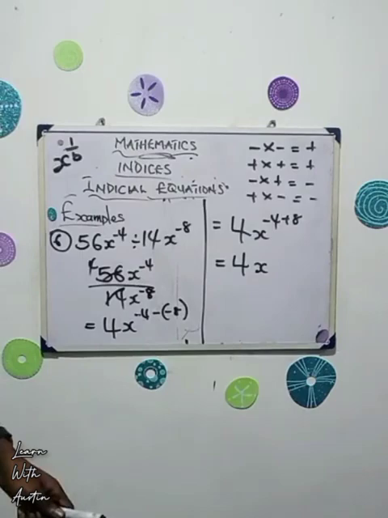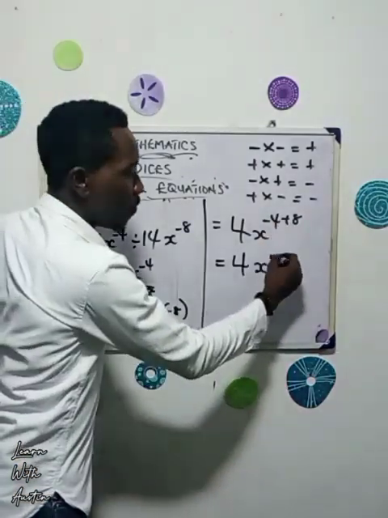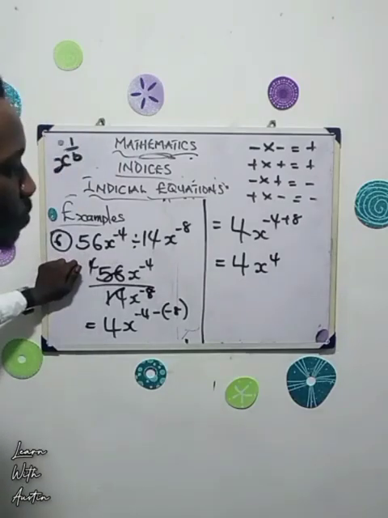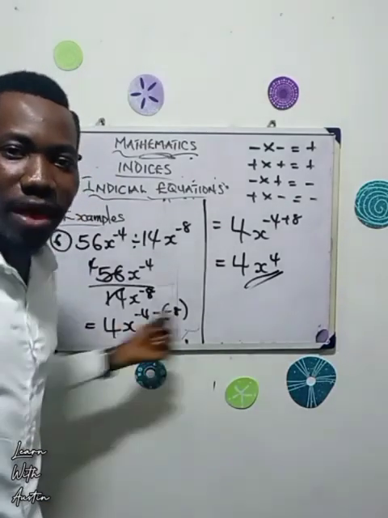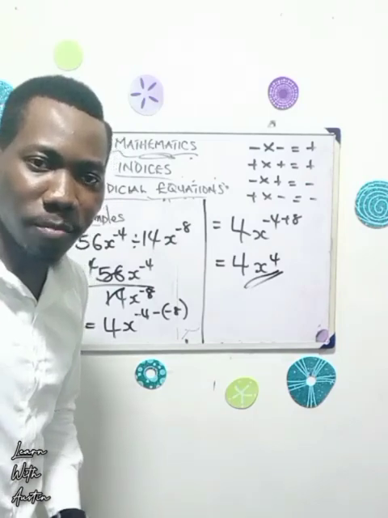So what do we have now? You have 4x raised to the power of what? 4. Are we done? Yes. C'est fini. That's the answer. 4x, so we've simplified this. We divided this now. Nothing else can be done here. And so that's our answer: 4x raised to the power of 4.